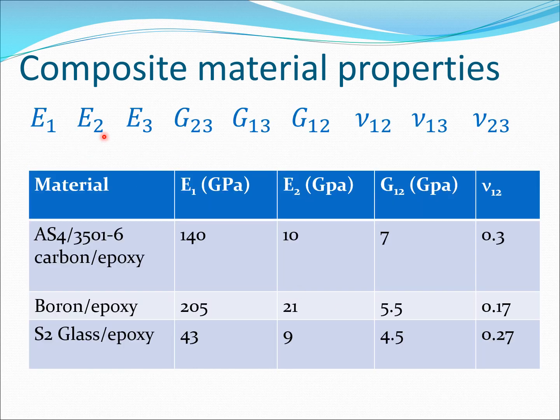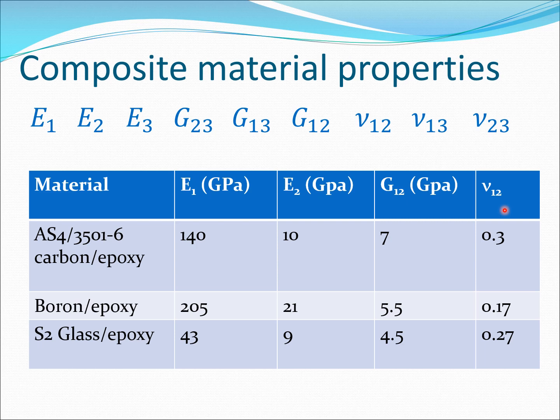Now let's take a look at some of these constants and the typical values of these material properties for typical composite material. Here I have given the numbers corresponding to the AS4 carbon epoxy, the boron epoxy, and the S2 glass epoxy. And here we have given the numbers corresponding to E1, E2, G12, nu12, because these are the numbers which are widely used. In many cases we deal with plane stress problems, we neglect the third dimension. So that's the case here.